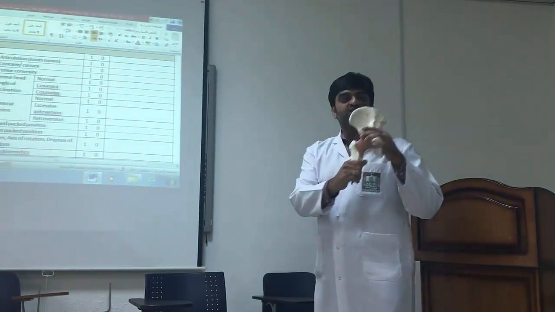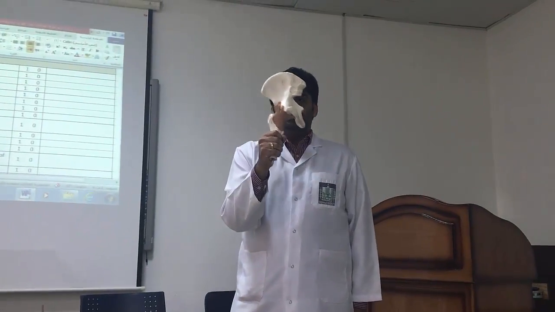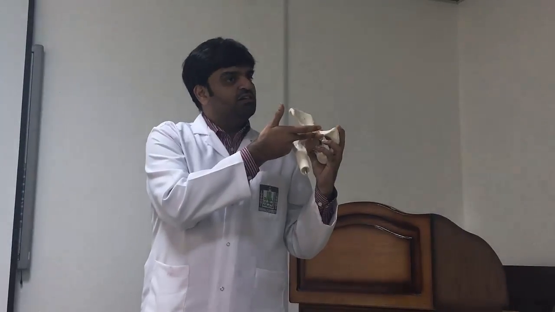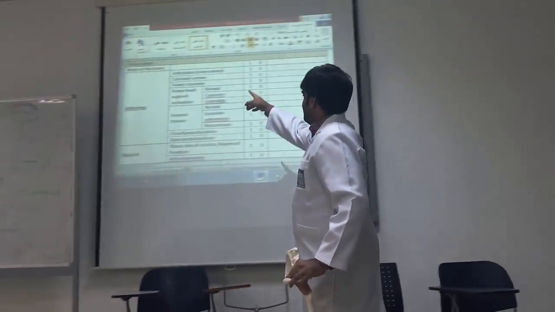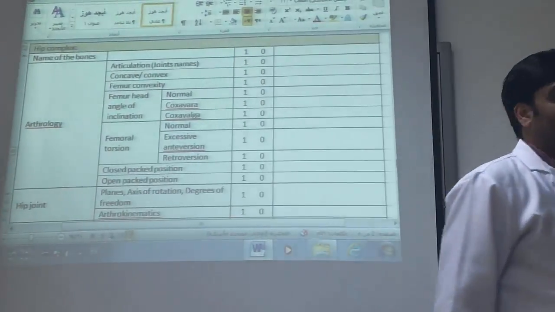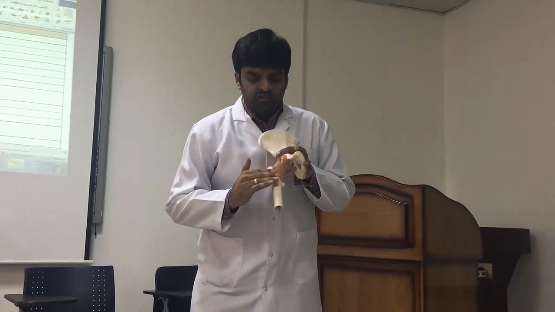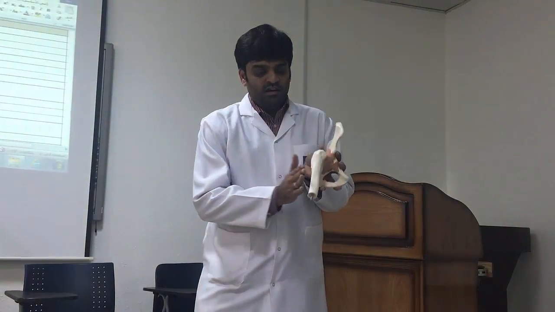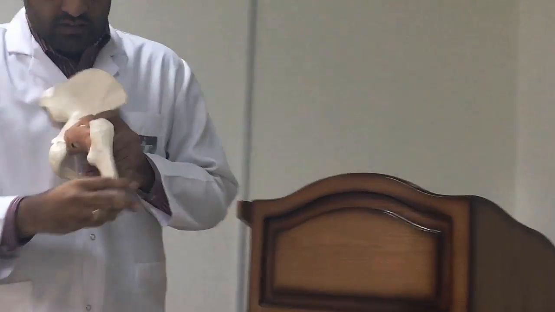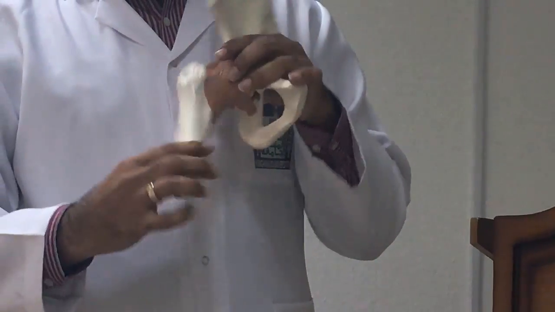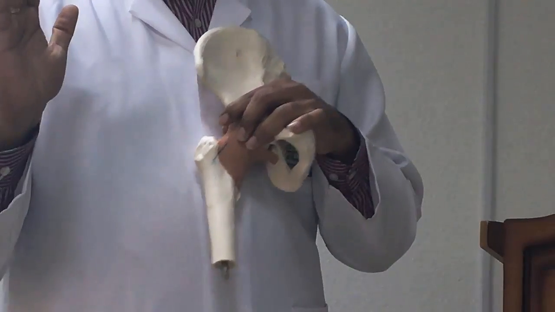So which is concave, which is convex here? Femur, convex, and pelvis, concave. Clear? Then femur convexity. Do you remember what the femur convexity is, what I mentioned to you in the previous class? Femur convexity means the femur is convex on the anterior side and on the posterior side it is concave. You can see here. Posterior side the femur is concave. Anterior side the femur is convex.